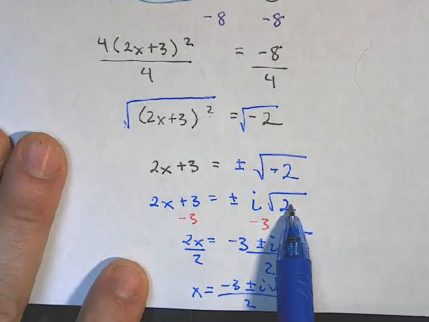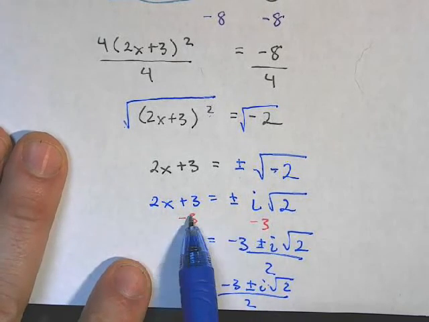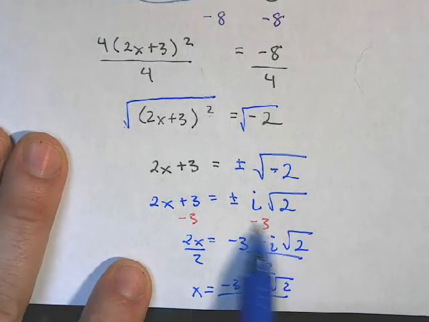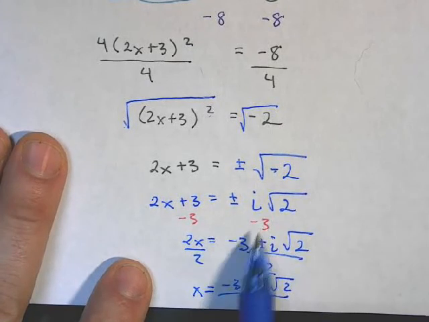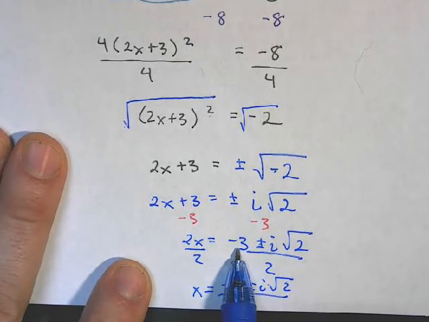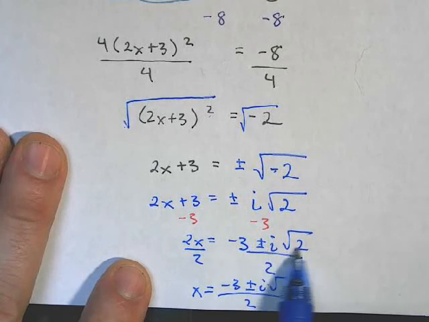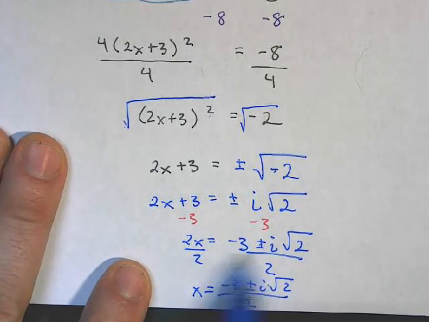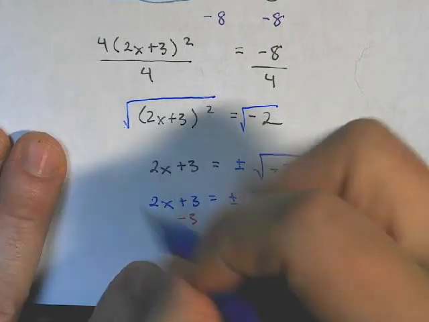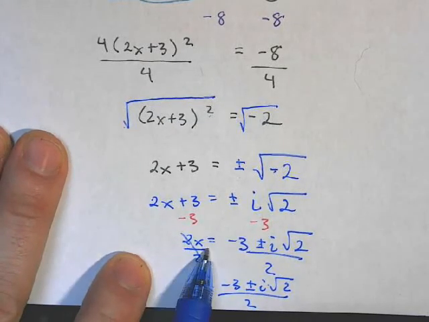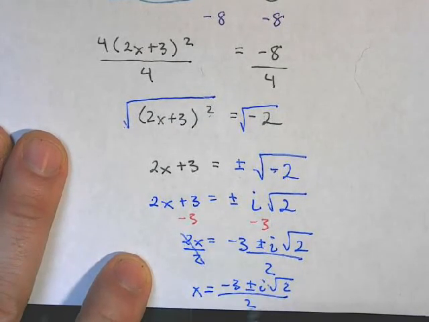Now I'm trying to solve for x, so we're going to get x by itself. So we'll subtract 3 from both sides. These are not like terms, so my negative 3 comes out front. My plus or minus i root 2 follows it. And now I've got to get x by itself, so I'll divide both sides by 2. That's what we did right here, dividing by 2. And then we get our solution.